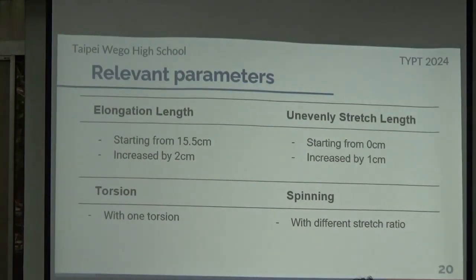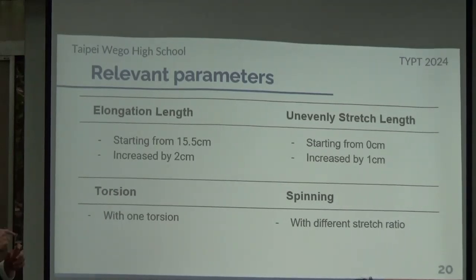And here are our relevant parameters. We use different elongation lengths and different ratios between the more stretched one and the less stretched one, and torsion and spin.